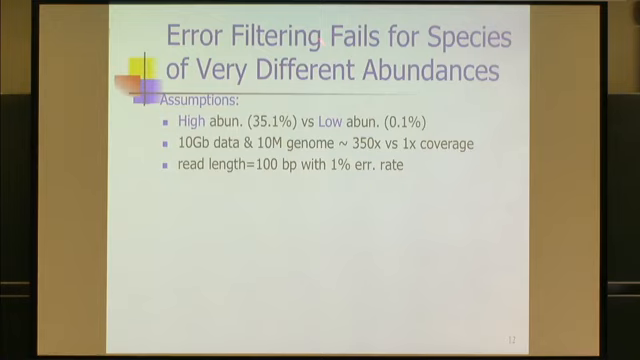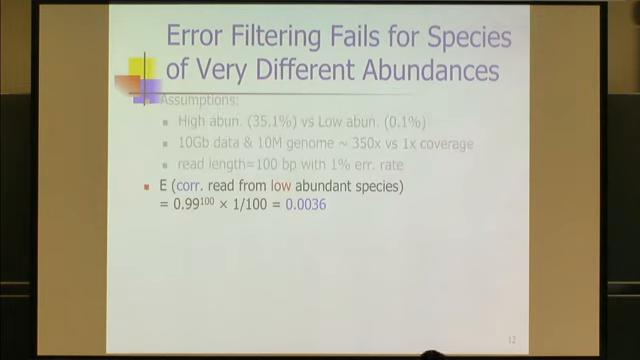The error filtering will fail for species with uneven abundancy, a wide depth range. Now let's make an assumption: high abundancy 35%, low abundancy 0.1%. You got 1 G of data and assume the genome is 10 meg. Just an assumption. Then the coverage varies from 350 to 1. And assume the read length is 100 and a 1% error rate.